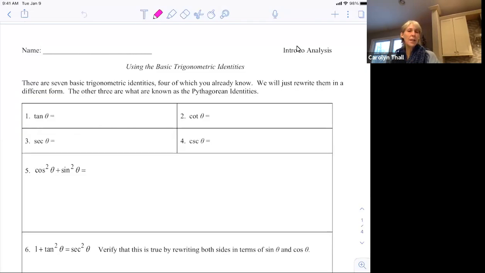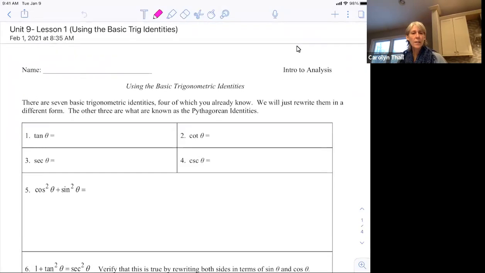Hi everyone. Today we're on Unit 9, Lesson 1, and we're going to be using the basic trig identities. So there are 7 basic trig identities, 4 of which you already know. We're just going to rewrite them in a different form to have them in our notes.